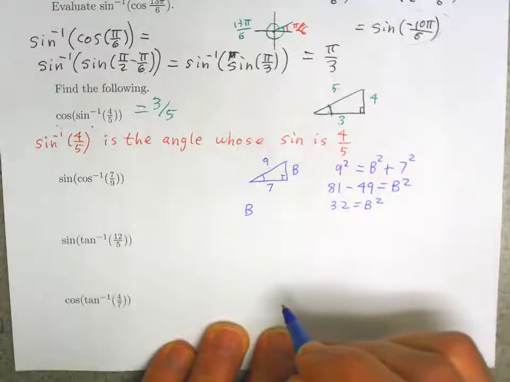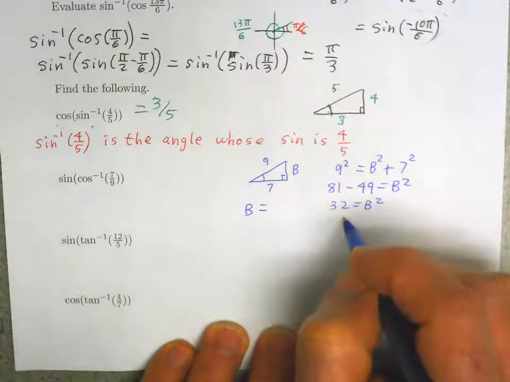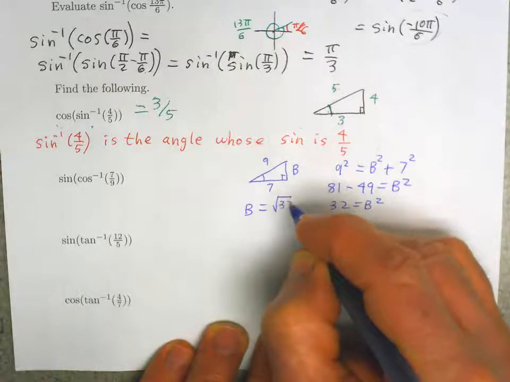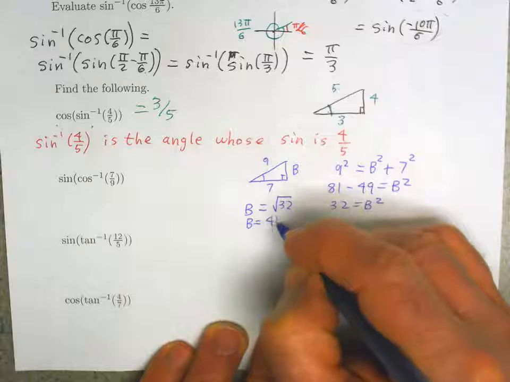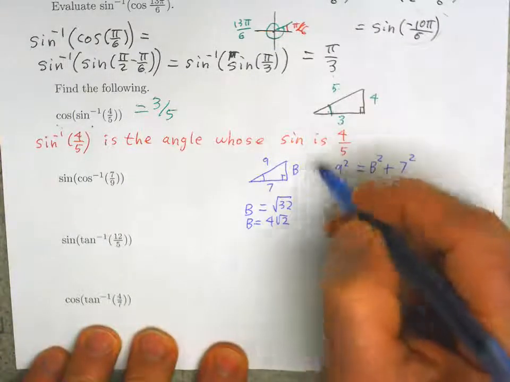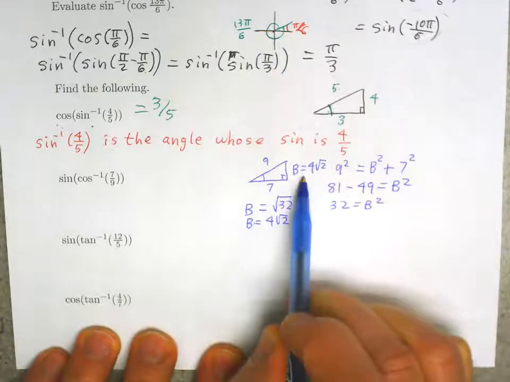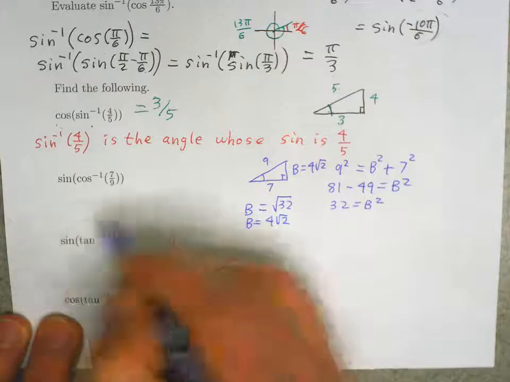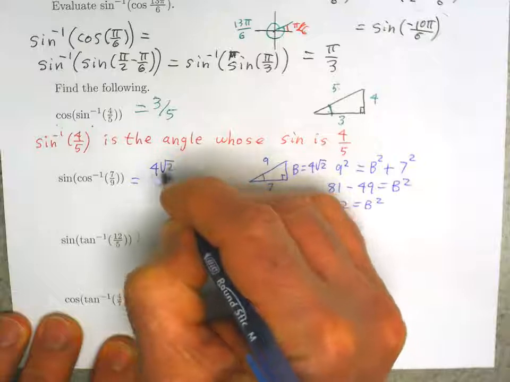So we take the positive square root. B is equal to the positive square root of 32, which simplifies to 4 times the square root of 2. So 4 times the square root of 2 is the length of the opposite side. So the sine of that angle is equal to 4 times the square root of 2 over 9.